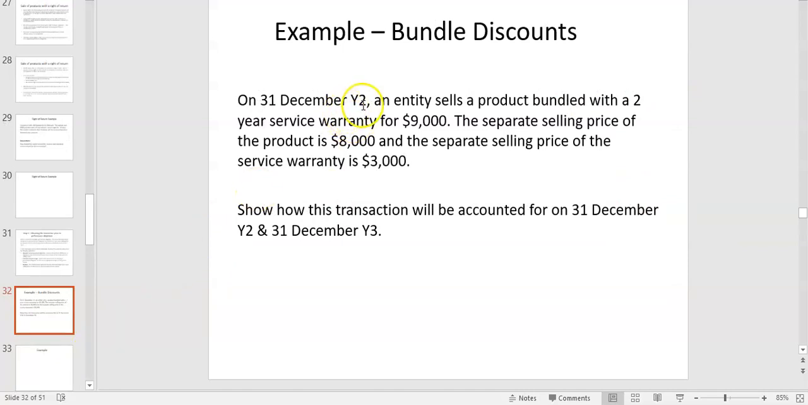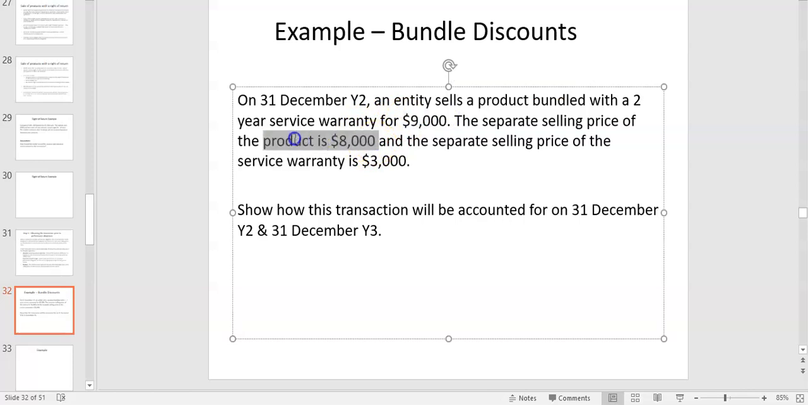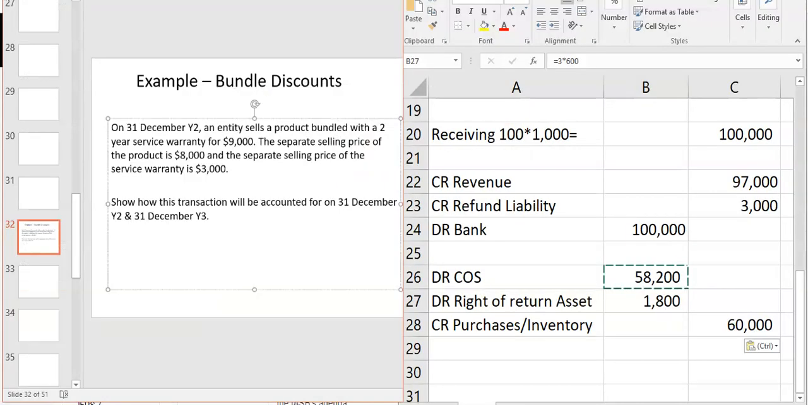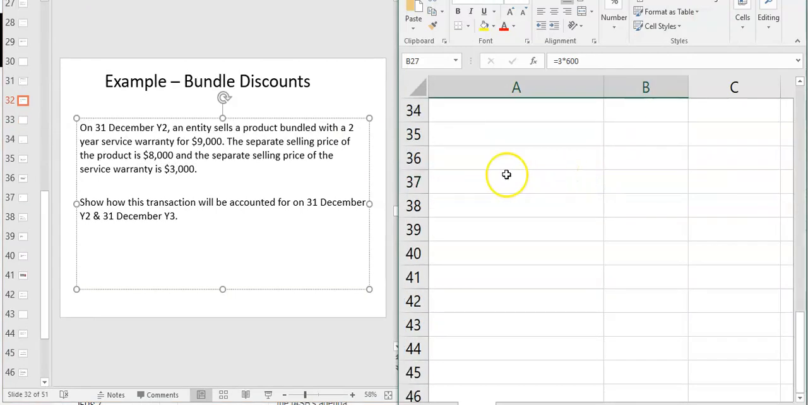At the end of year 2, an entity sells a bundled product with a 2-year service warranty for 9,000. The separate price of the product was 8,000, and the separate price of the warranty, if you bought it without the product, is 3,000. So we can see here, if you bought them standalone, they'd cost 11,000. Whereas when you buy them together as a bundle, they cost 9,000. Now the question is, how do you account for it in year 2, and how do you account for it in year 3?